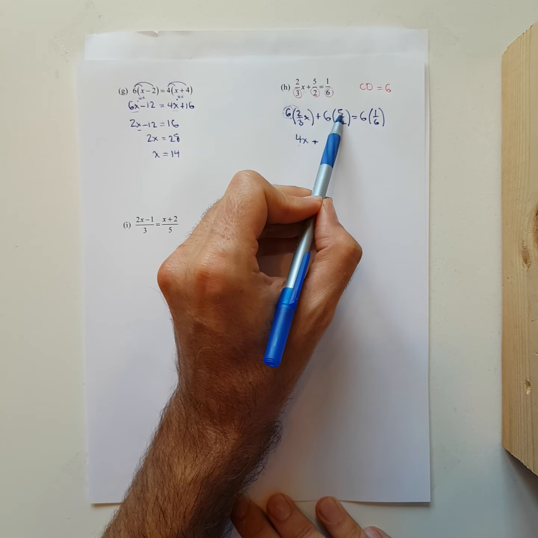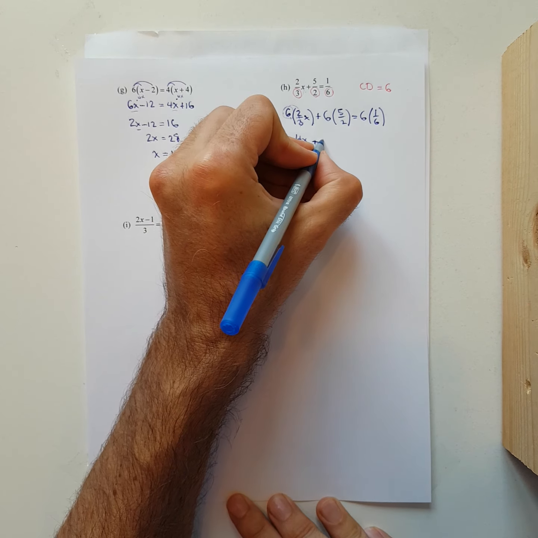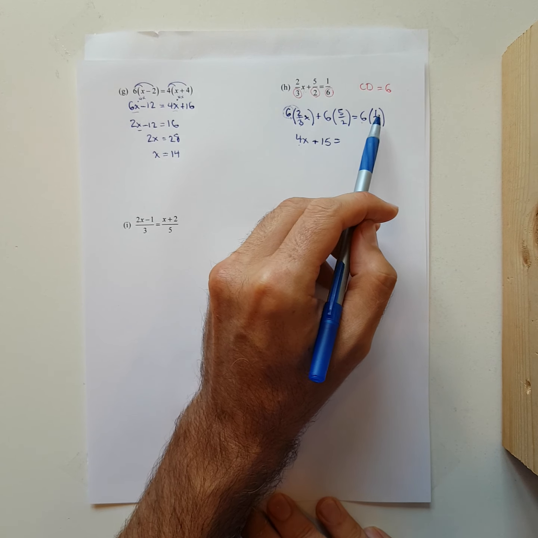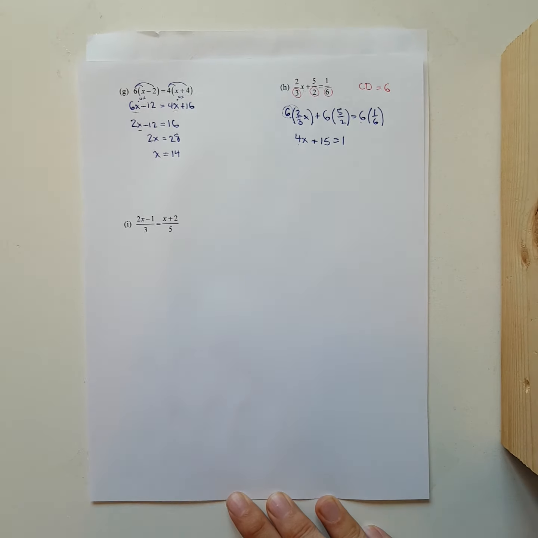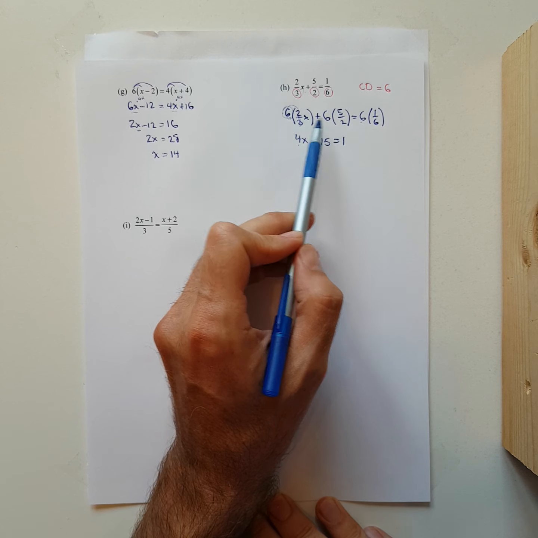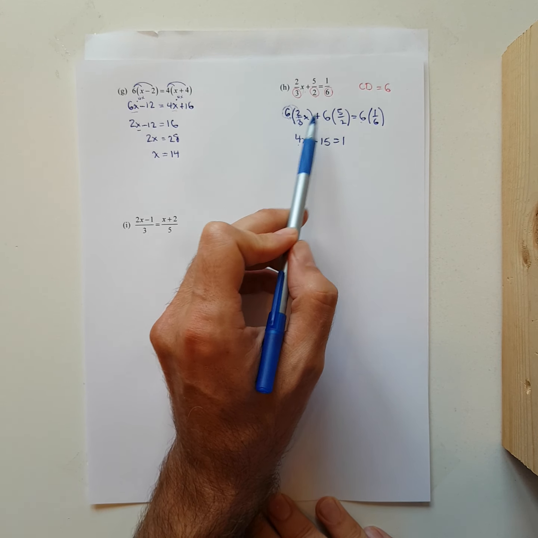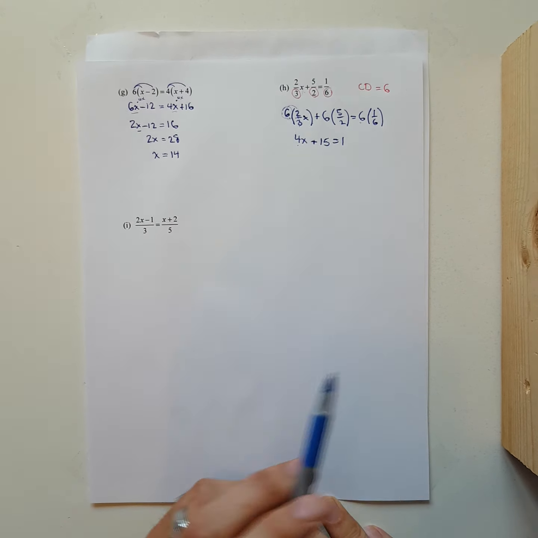If I do 6 times 5, I get 30, divided by 2 is 15. And my last term, if I do 6 times 1, I get 6, divided by 6 is 1. So multiplying by that common denominator has now allowed us to get rid of these fractions. We picked a number that will work nicely when I'm dividing by 3 or by 2 or by 6. When I multiply and divide, we get nice numbers here.